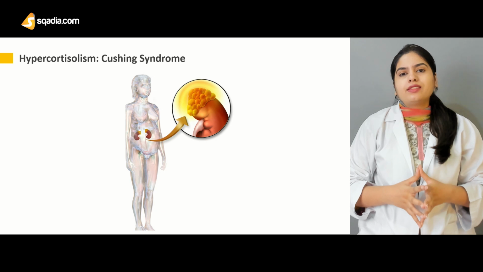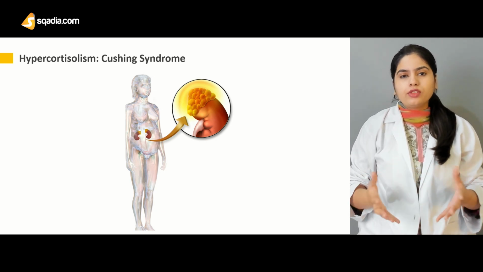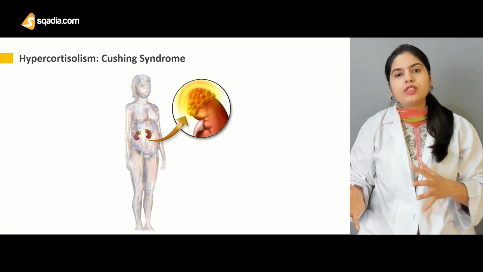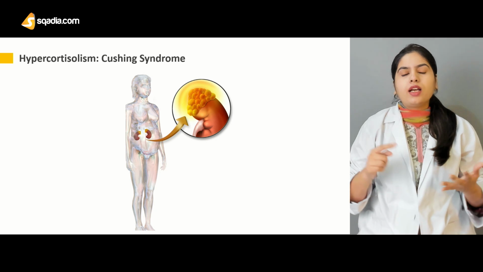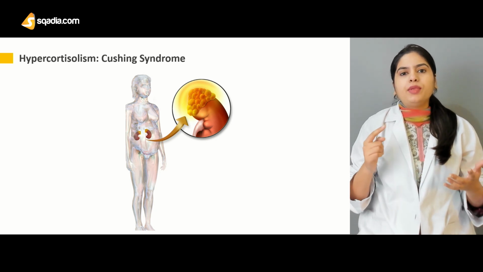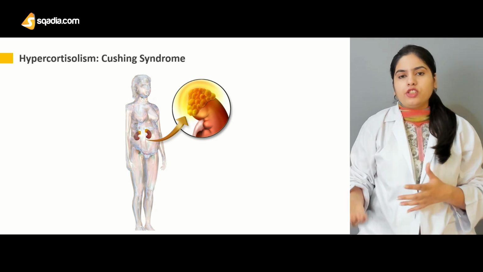So basically, it is the oversecretion or overproduction of cortisol inside the body that can be exogenous, or that can be due to other reasons like pituitary trauma or hyperplastic conditions. There can be adrenal gland carcinoma as well that can lead to Cushing syndrome.